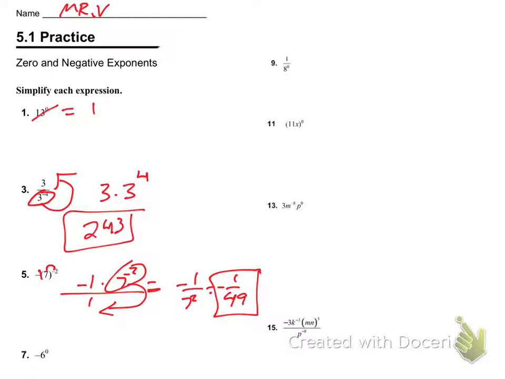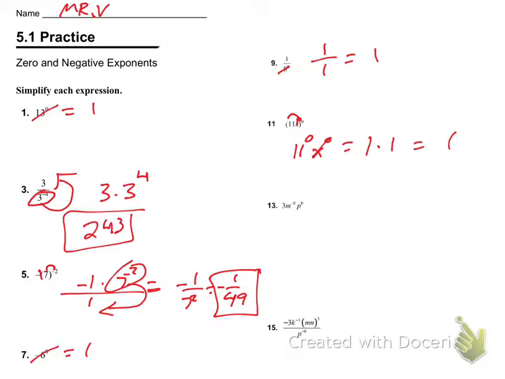All right, anything to the 0 power is going to be equal to 1. All right, again, in number 9, we have 1 over, anything to the 0 power is 1, so 1 over 1 is equal to 1. And then we have this 0 goes to both of these, so that's like saying 11 to the 0 power times x to the 0 power. So if you do that in your calculator, 11 to the 0 power is still 1. So it's like saying 1 times x to the 0 power is 1, so it's going to be 1.